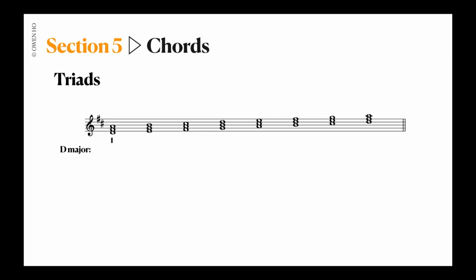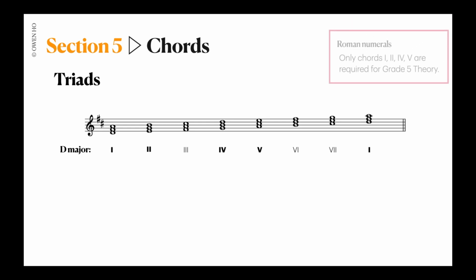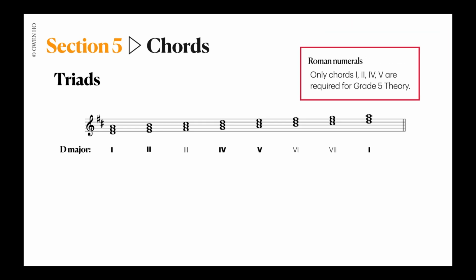The first chord is labeled by the Roman numeral 1, and the second chord 2, the third chord 3, the fourth chord 4, the fifth chord 5, the sixth chord 6, the seventh chord 7, and lastly we're back to the 1 chord. In Music Theory Grade 5, all we need to know are chords 1, 2, 4, and 5, and they also happen to be the most common chords in Western classical music.